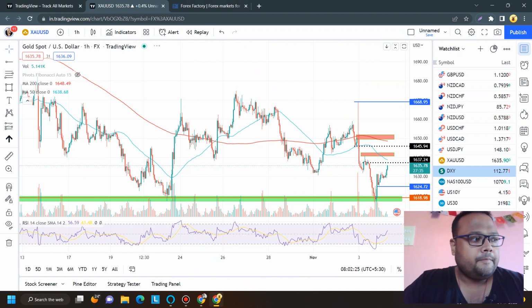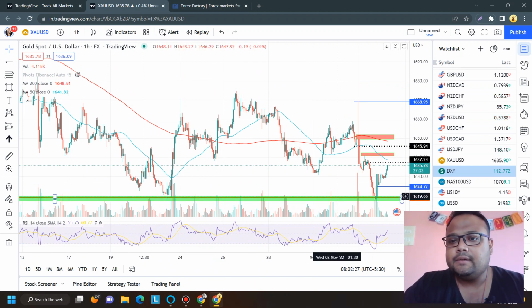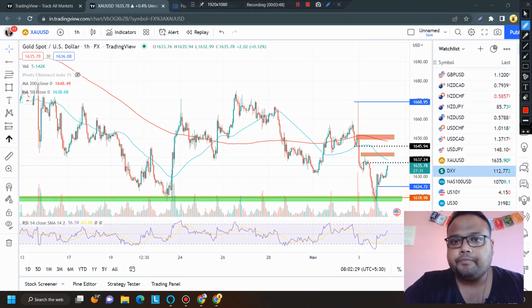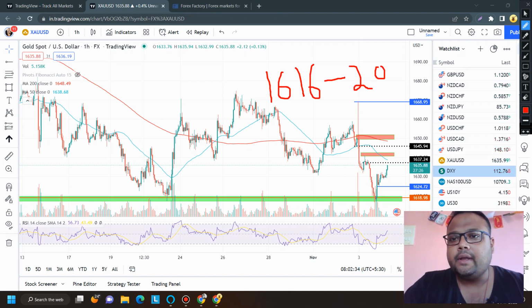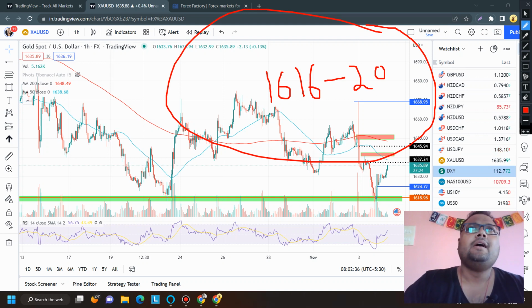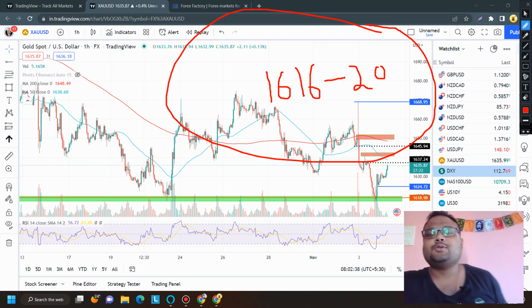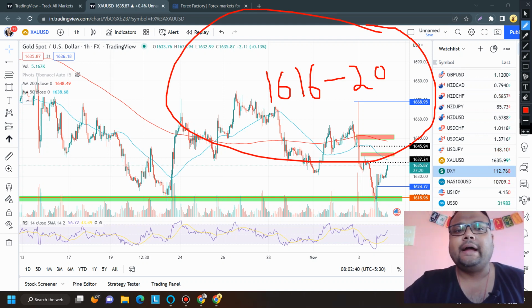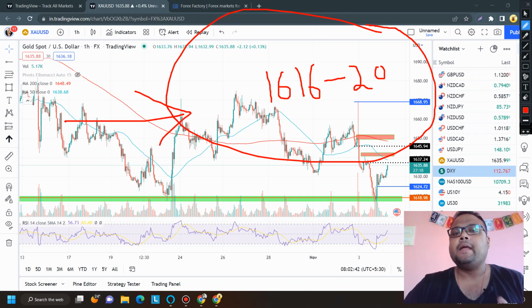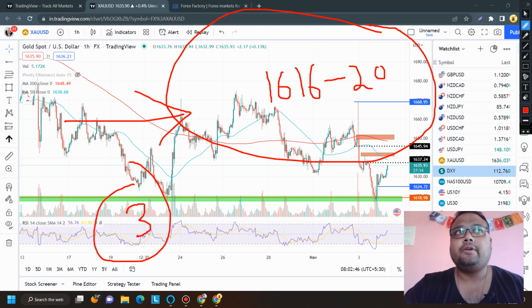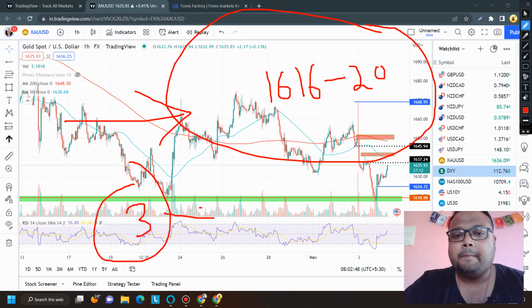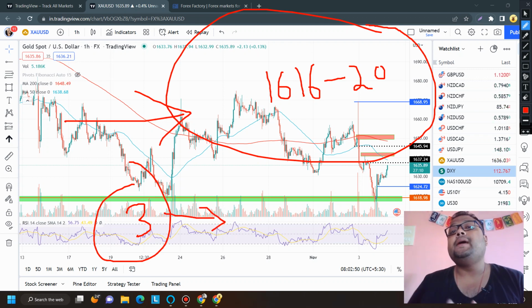See, already the market is taking support around 1616 to 1620. We have been discussing this level for the last 1 month, I guess. Okay, so we know about this level very well, and right now the market is also respecting this level. See, the market has already respected the level 3 times, but this level is playing a big role on the daily chart.